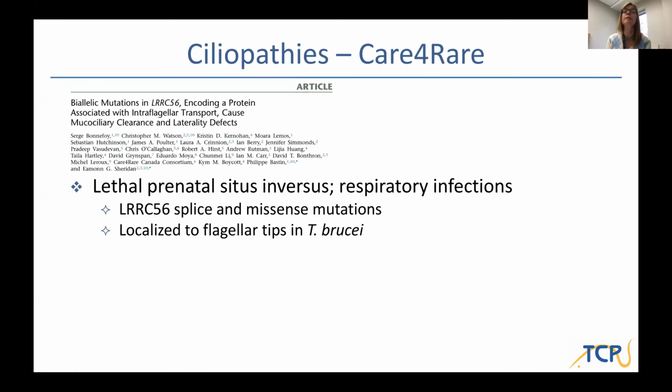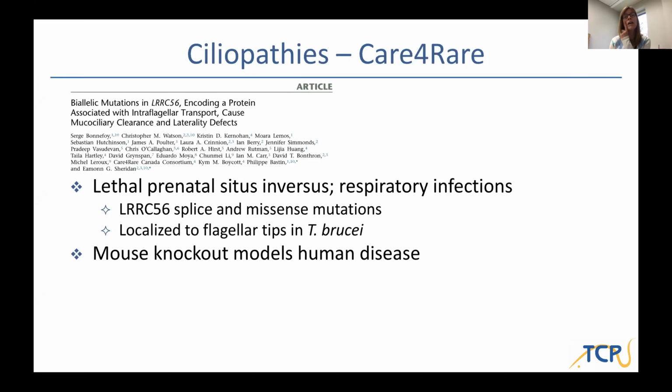Another example is Care for Rare, which also nominated several genes to our pipeline. In this one, LRRC56, they'd identified this in a disease that seemed to cause lethal prenatal situs inversus in humans, as well as some patients who survived but had recurrent respiratory infections. So we made the knockout mouse, and we put it through our broad-based phenotyping, one of which is ECG. And for those of you familiar with ECG traces, what you'll see here is that the ECG trace in the homozygotes is actually upside down.